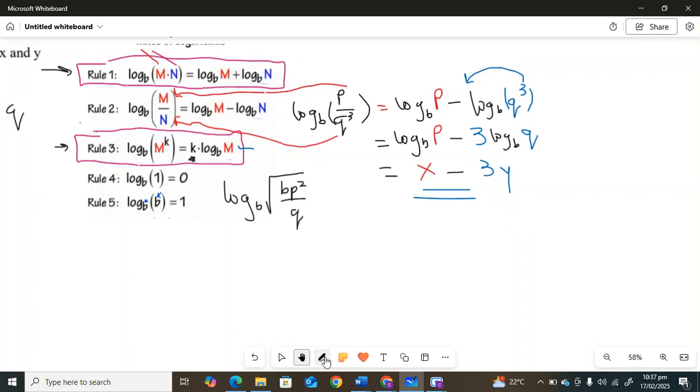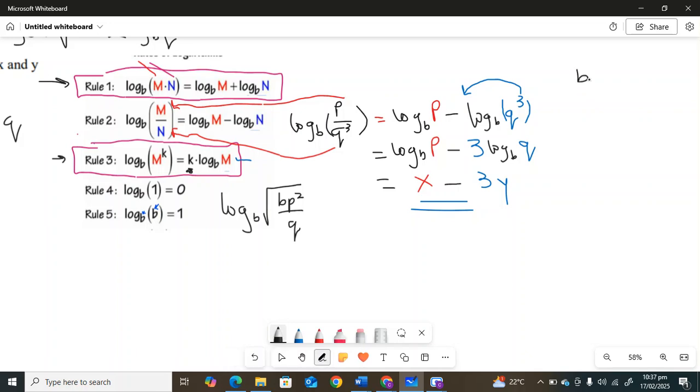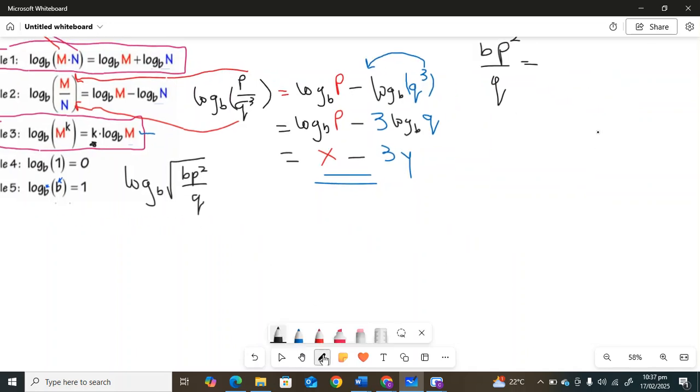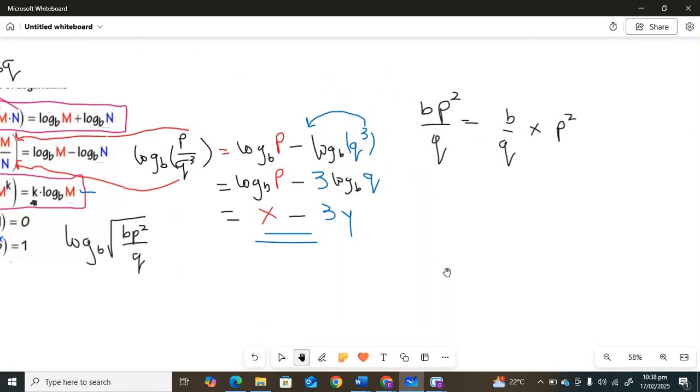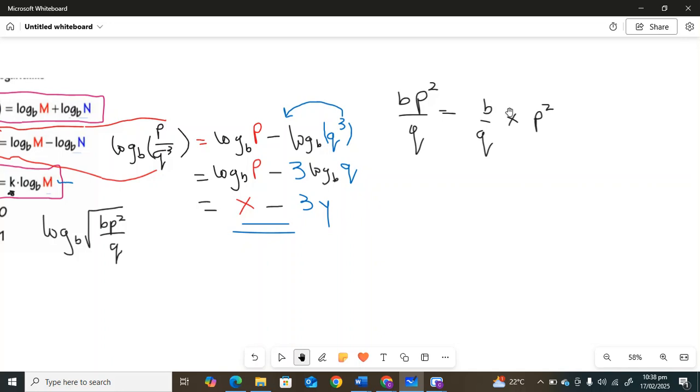All right, so the first thing you want to do, because you've seen we've got three terms here, is isolate the letters. So colleagues, B P squared over Q can be simplified to B over Q times P squared. Are we okay with this? This expression can be simplified to this, because when you multiply B times P squared, you get B P squared over Q. So are we okay with this, colleagues?